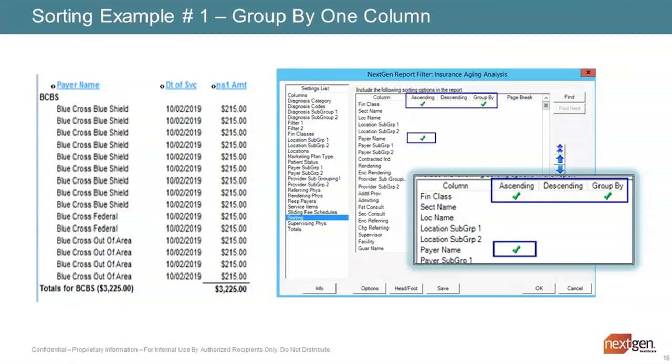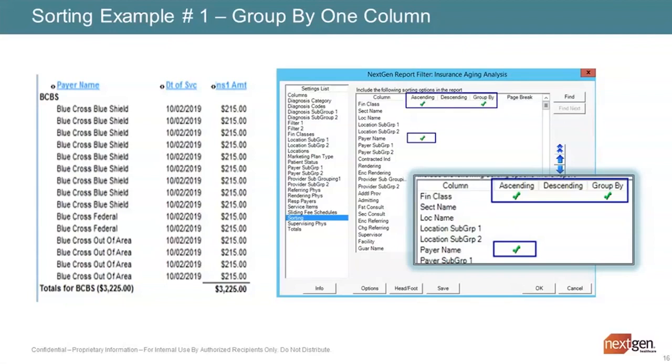So it shows Blue Cross Blue Shield, and if we look down below, the next thing is Blue Cross Federal. And if you let your eyes keep dropping down, it's Blue Cross out of area. Under the Blue Cross grouping of financial class BCBS, all the payer name items total up to $3,225. I'm going to make one small change and show you what the difference would be.